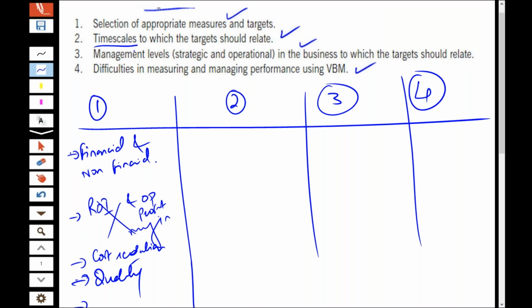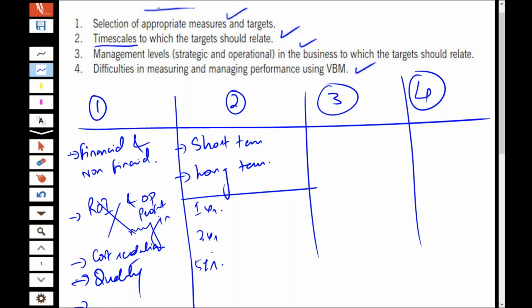The next thing is, what should be the time scale? Always remember, short term and long term targets need to be set. What exactly do you mean by this? Let's try to understand this. Basically, this would mean that there is a 1 year target, there is a 3 year target, there is a 5 year target, all of these targets need to be set.